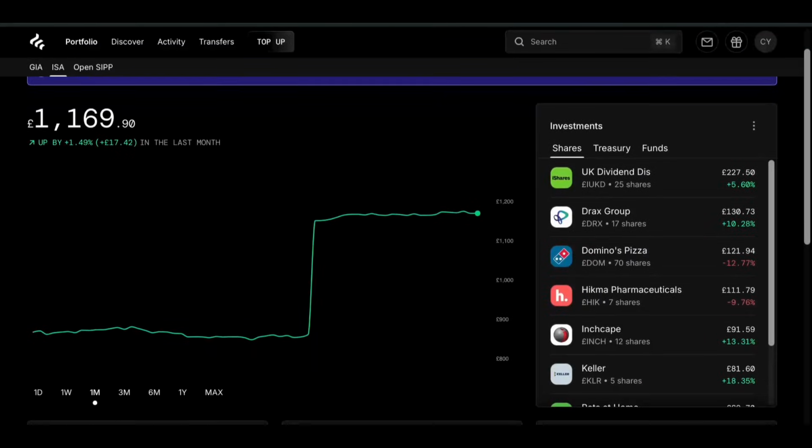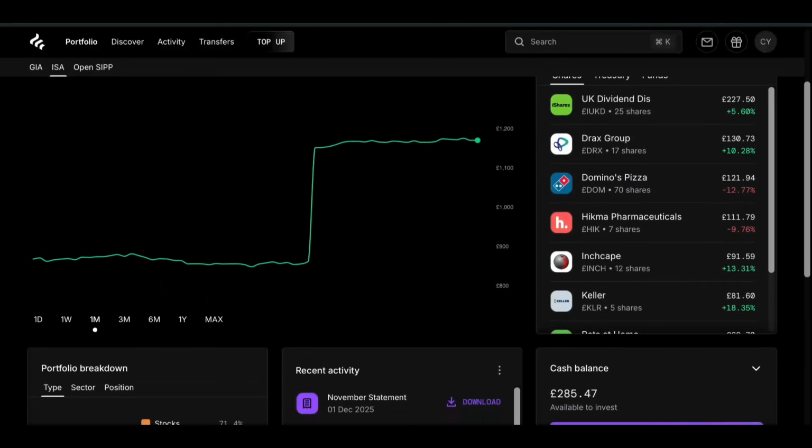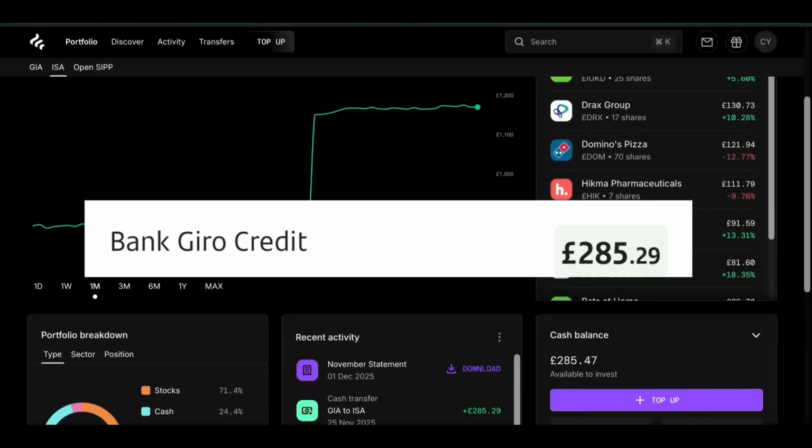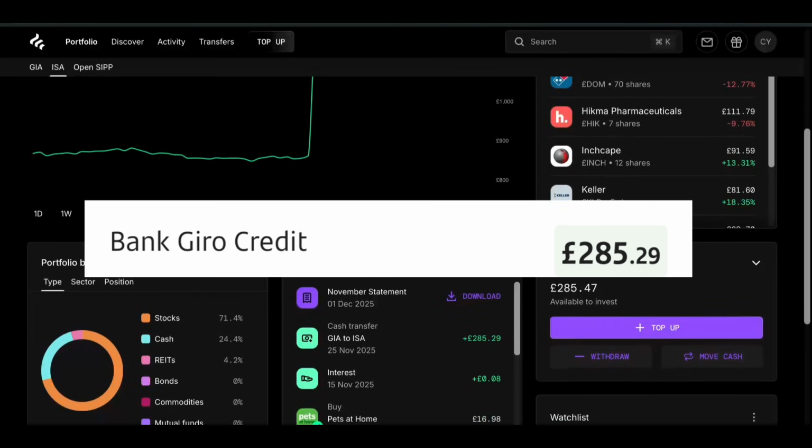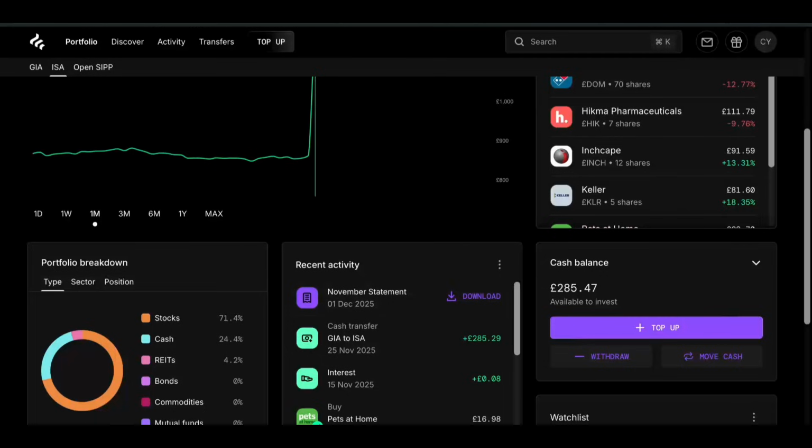Like I mentioned earlier, I'll be using my YouTube earnings each month to fund this series. And as you can see on screen right now, last month the channel brought in £285.29, so that's exactly what I've added straight into the portfolio. And because I invested all of last month's funds in the last video, it now leaves me with just over £285 sitting in the account, ready to be invested.